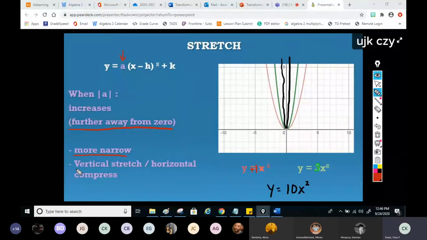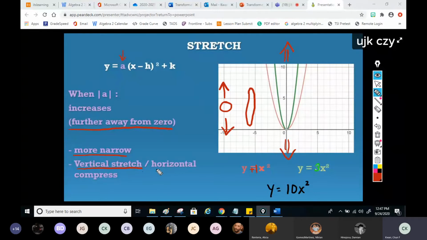And we will call this a vertical stretch. The reason we call it a vertical stretch is I want you to imagine you are trying to pull it apart from top and bottom. Let's just say you have a rubber band. When you're trying to pull it from top and bottom, the rubber band becomes a little bit more narrow like this, right? So that's what's happening here. You are vertically stretching the graph.